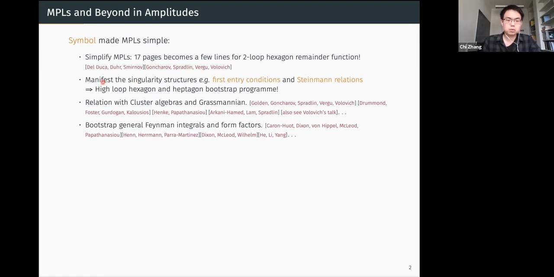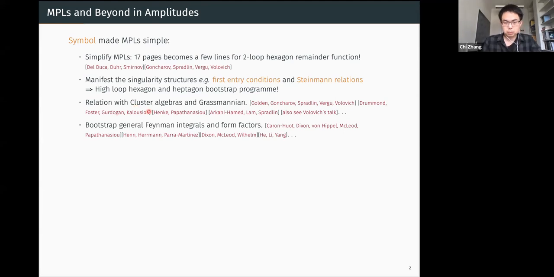After using the symbol, 17 pages of functions were simplified to a few lines. Secondly, the symbol also manifests the singularity structure of the polylogs, such that it's possible to build a function basis subject to physical constraints like the first entry condition and the Steinmann relations, which are crucial for the bootstrap program. Besides, the symbol also has a profound connection with cluster algebras. The symbol letters for the 6 and 7 point amplitudes are captured by the finite cluster algebras Gr(4,6) and Gr(4,7).